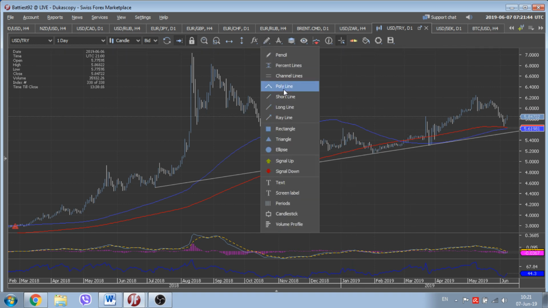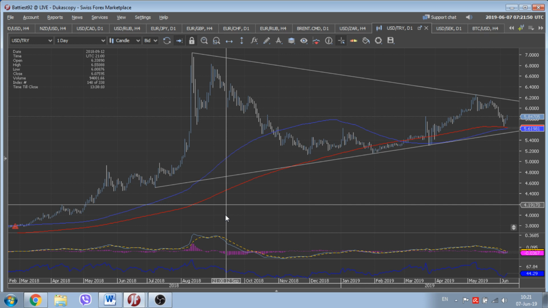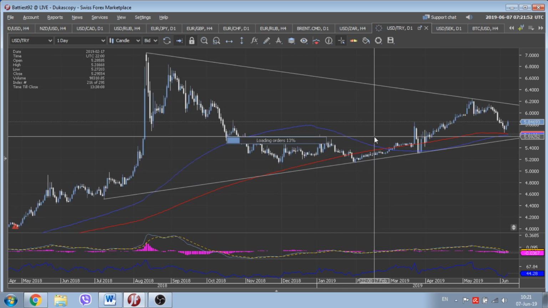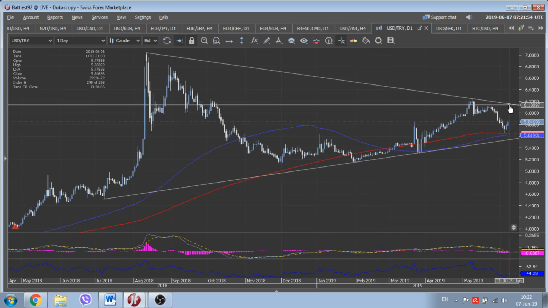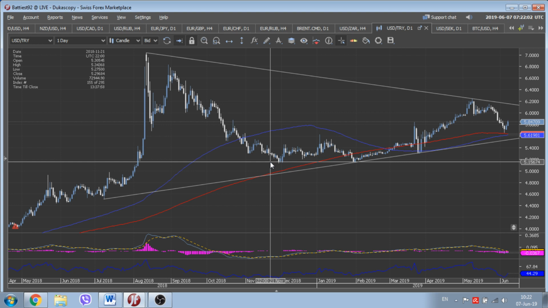Of course, you can also try to draw a medium to longer term downtrend line, and that's located around 6.20, 6.15. So you could use a move to that level to enter a fresh short position.